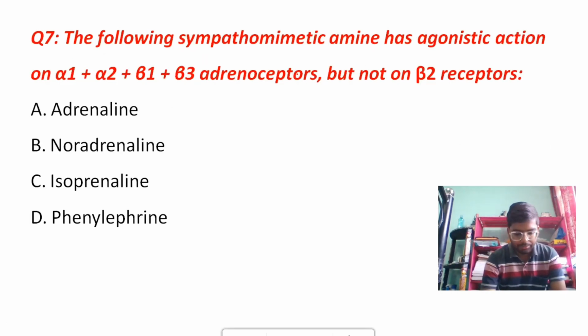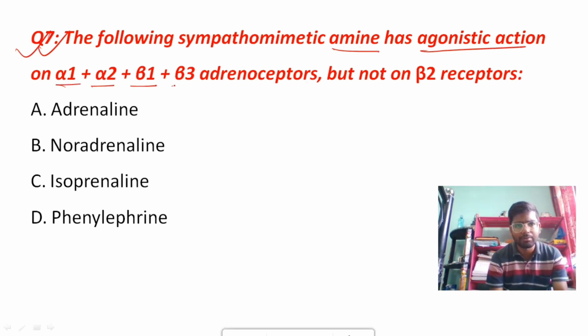Okay, and it is used in congestive heart failure. Coming to the seventh question, which of the following sympathomimetic amines has agonistic action on alpha 1 plus alpha 2 plus beta 1 plus beta 2 adrenoreceptor but no action on beta 2?